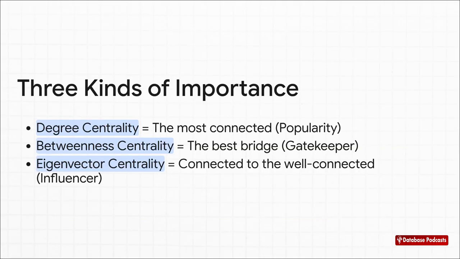Okay, so let's do a quick recap. We've just looked at 3 totally different ways to answer that one question: who is the most important? Degree centrality, that finds your popular hubs. Betweenness centrality, that finds your critical gatekeepers. And eigenvector centrality, that finds the true influencers. 3 different questions, 3 different answers, all from the very same network.